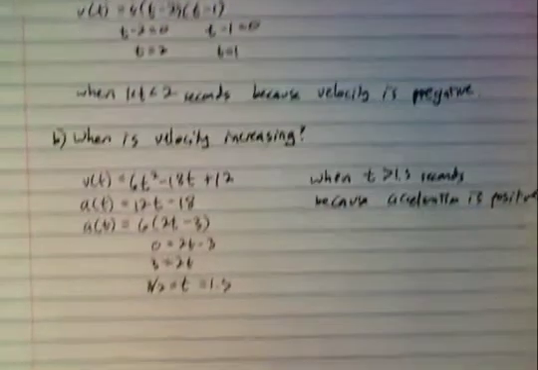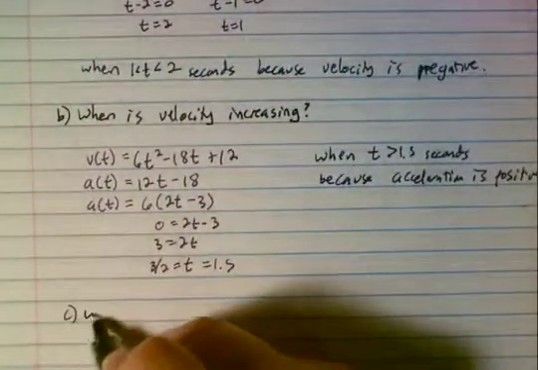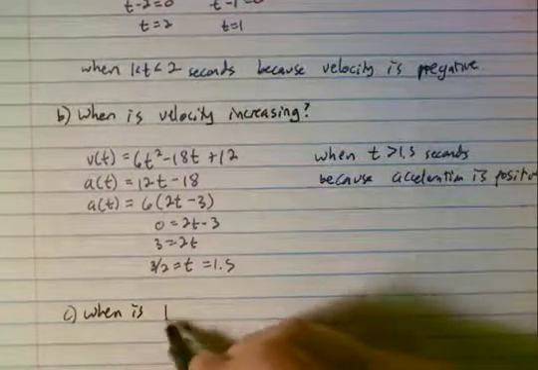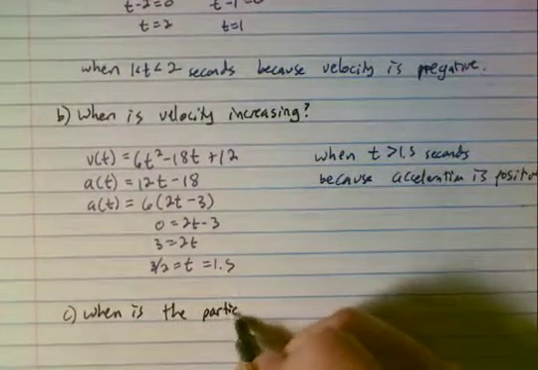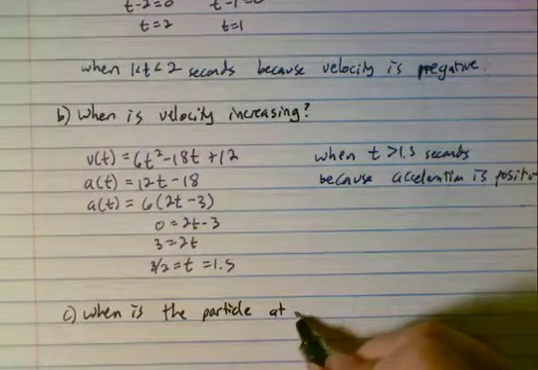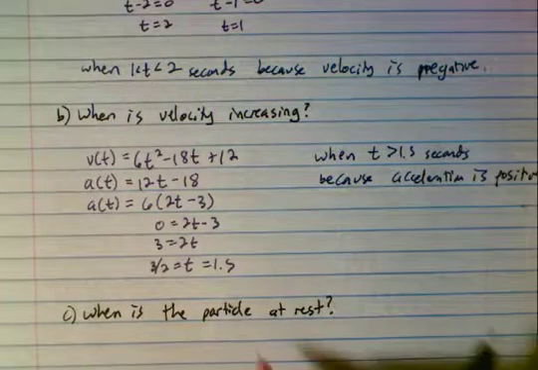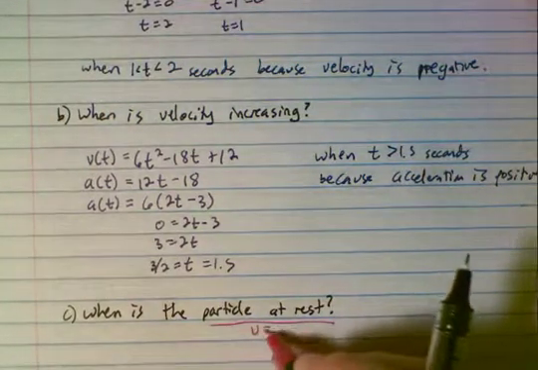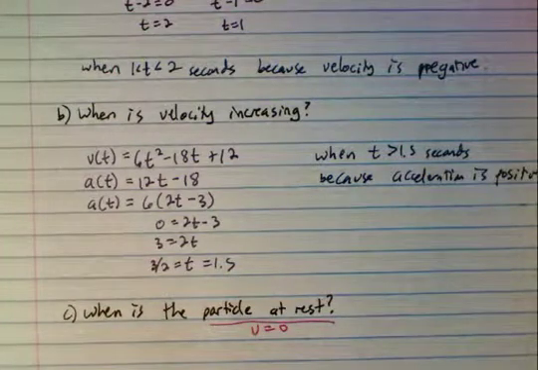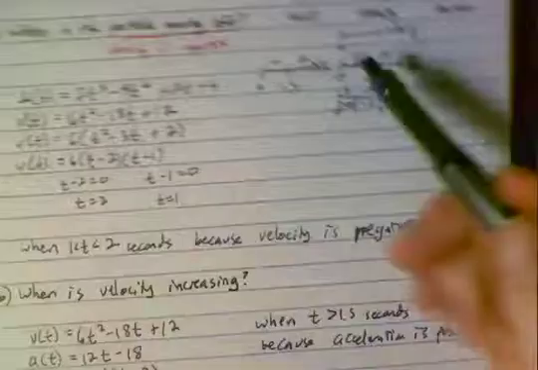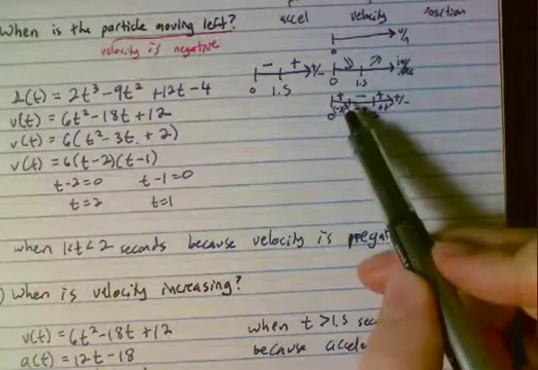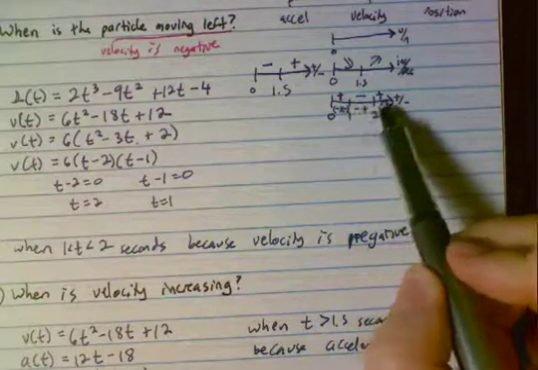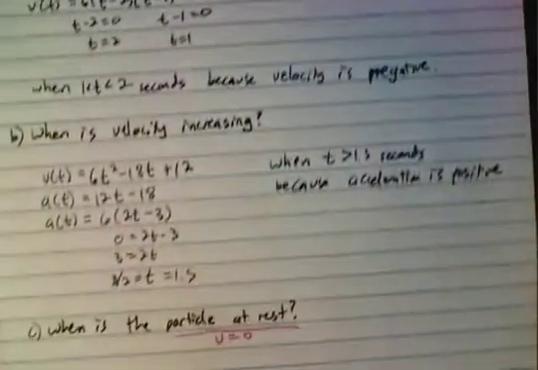Okay, how about we say when is the particle at rest? We have to remember what this means. This means velocity is 0. So we come up here. Do we already have that for velocity? Well, velocity is 0 when it changes from positive to negative and vice versa. So at 1 and 2.